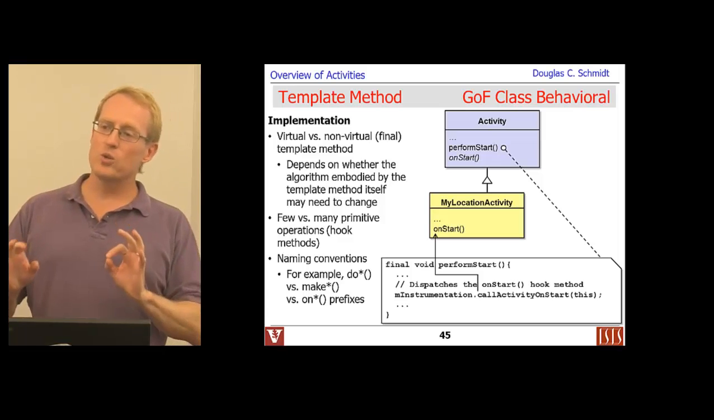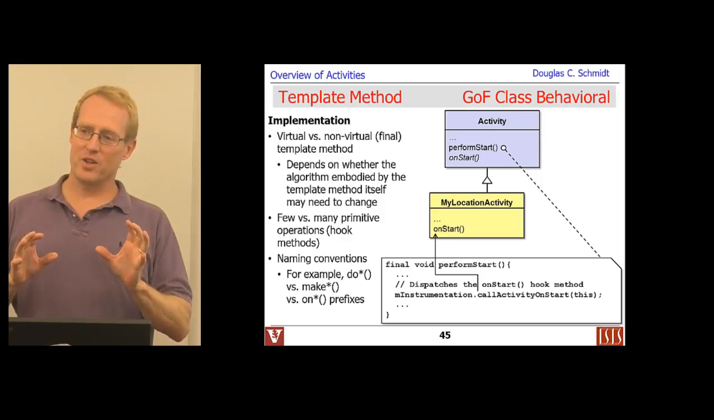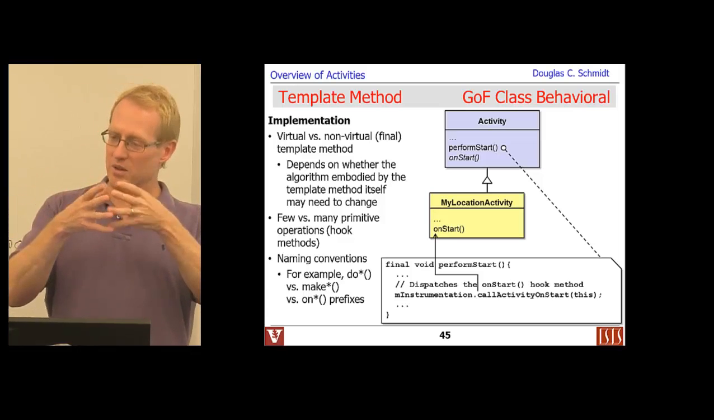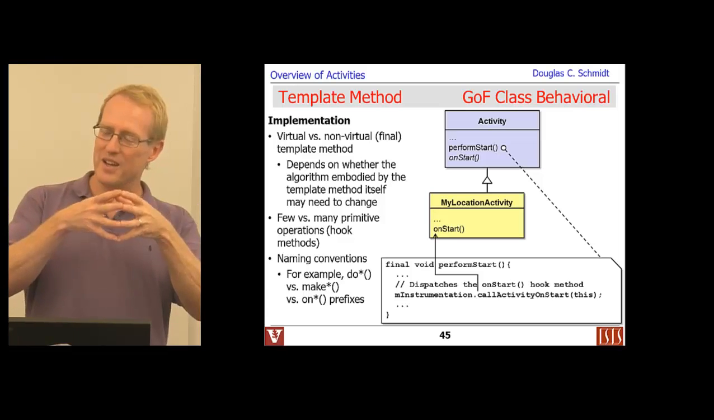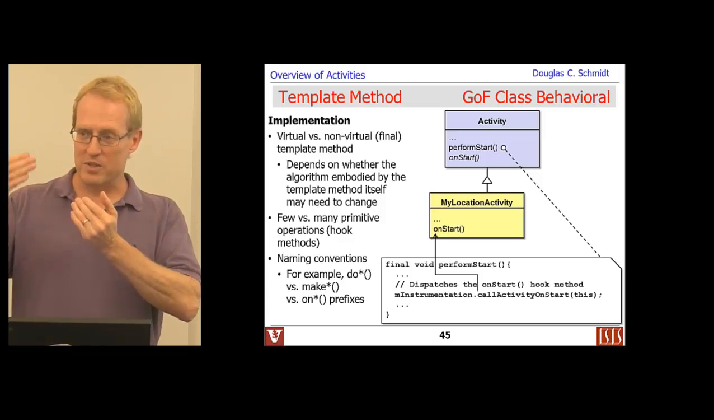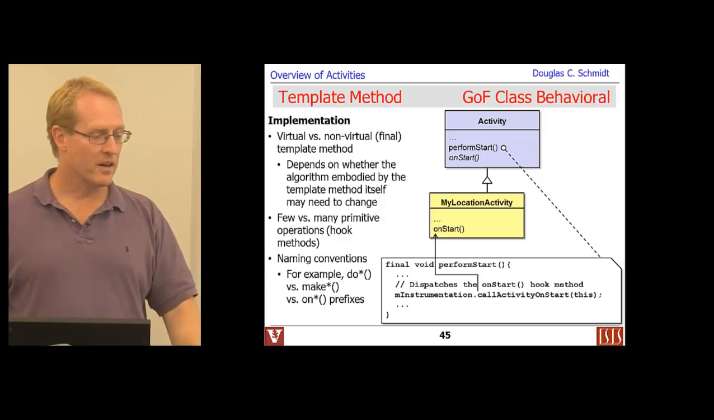Well, actually, you usually don't want to override the template method. You usually want to override the hook methods, the primitive methods. So that's why oftentimes you don't make the template method virtual, just because you don't want to encourage people to override it, because you have a certain fixed algorithm in mind.